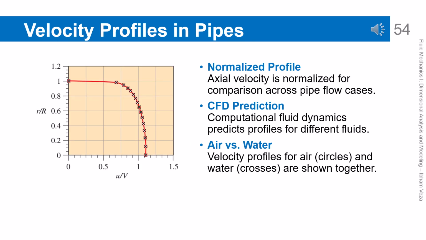Velocity profiles in pipes. Axial velocity profiles are often normalized so they can be compared across different flow cases. CFD results show that the profiles for air and water can be plotted on the same graph. Differences in fluid properties affect the shape of the profiles, but in dimensionless form, the comparison becomes clearer. This approach demonstrates the power of normalization and non-dimensionalization. In this way, results from various conditions can be analyzed together.